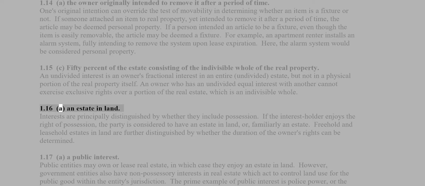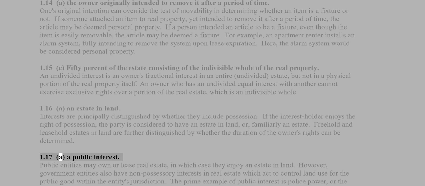1.16 A. An estate in land. Interests are principally distinguished by whether they include possession. If the interest holder enjoys the right of possession, the party is considered to have an estate in land, or, familiarly, an estate. Freehold and leasehold estates in land are further distinguished by whether the duration of the owner's rights can be determined.